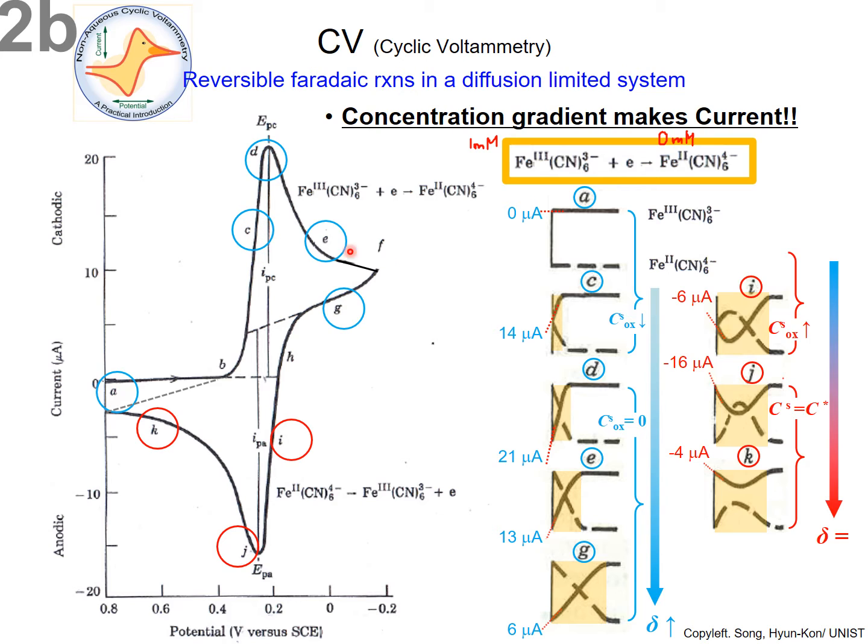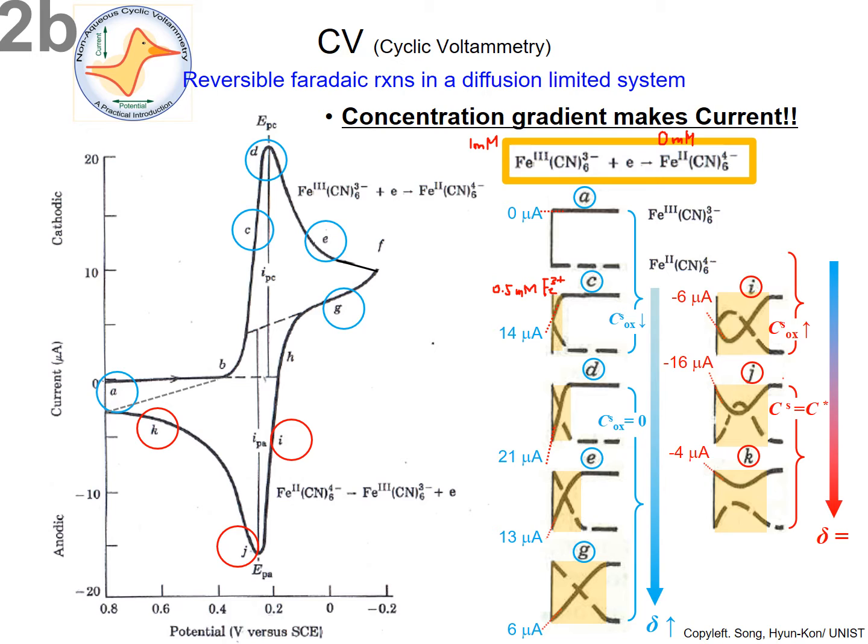Then let's go to the C point here. At the C point, some portion of Fe3+ is converted, or reduced, to Fe2+. So on the surface of the electrode, you have some concentration gradient of Fe3+ and also the concentration gradient of Fe2+. Right now, Fe3+ is consumed. So in this case, at the surface of the electrode, we have, for example, 0.5 millimolarity of Fe3+. So let me say this is the 0.5 millimolarity of Fe3+ on the surface.